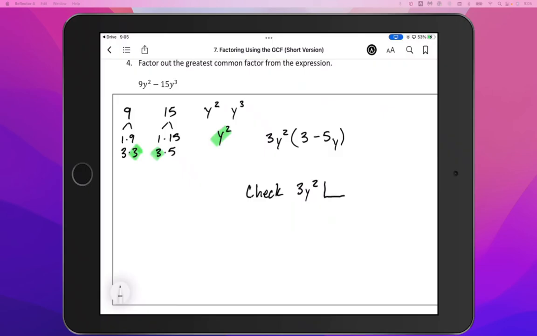And so we can check by doing the distributive property, and as with the last problem, I like to use the box method, 3 and a negative 5y. So 3y to the power of 2 times 3 makes 9y to the power of 2. 3 times negative 5 makes negative 15. Y to the power of 2 times y makes y to the power of 3. And so, yes, we ended up with the exact same thing that we started with. So this is what we would call the factored form of that expression.